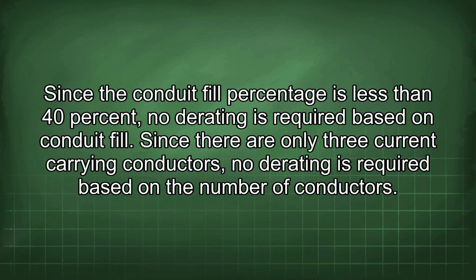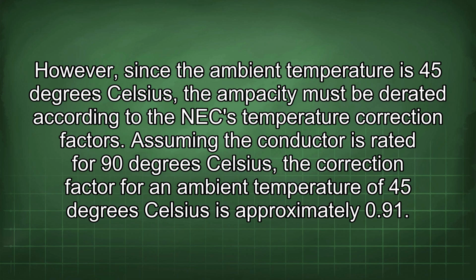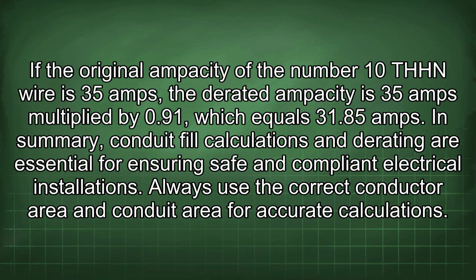Since there are only 3 current-carrying conductors, no derating is required based on the number of conductors. However, since the ambient temperature is 45 degrees Celsius, the ampacity must be derated according to the NEC temperature correction factors. Assuming the conductor is rated for 90 degrees Celsius, the correction factor for an ambient temperature of 45 degrees Celsius is approximately 0.91. If the original ampacity of the number 10 THHN wire is 35 amps, the derated ampacity is 35 amps multiplied by 0.91, which equals 31.85 amps.